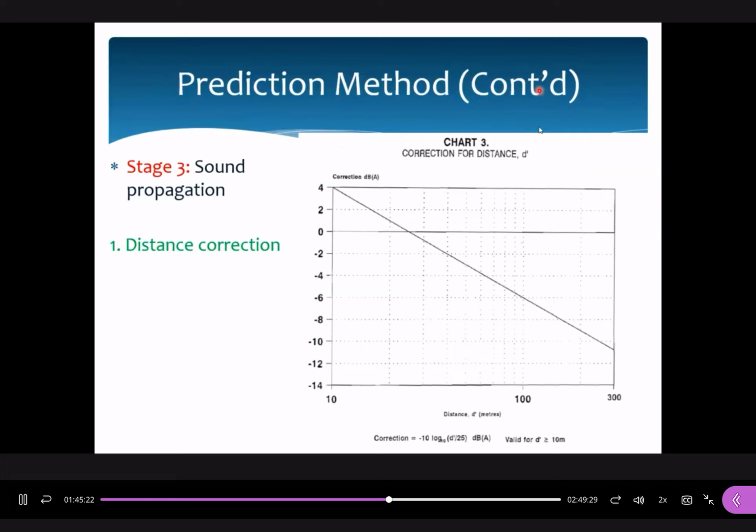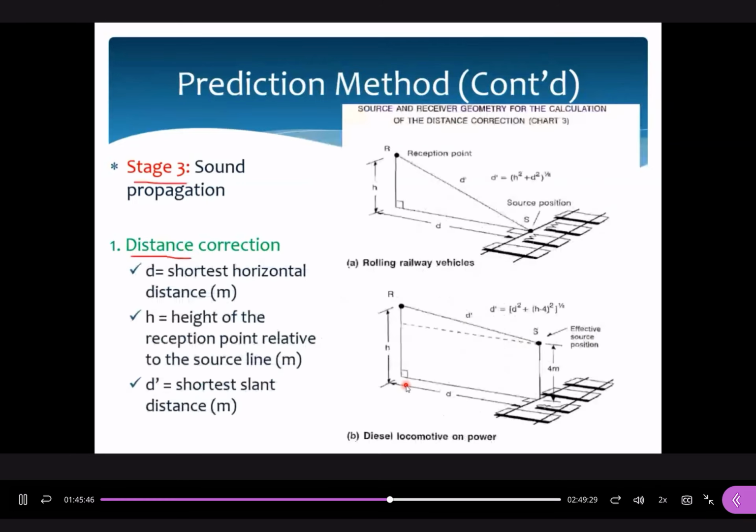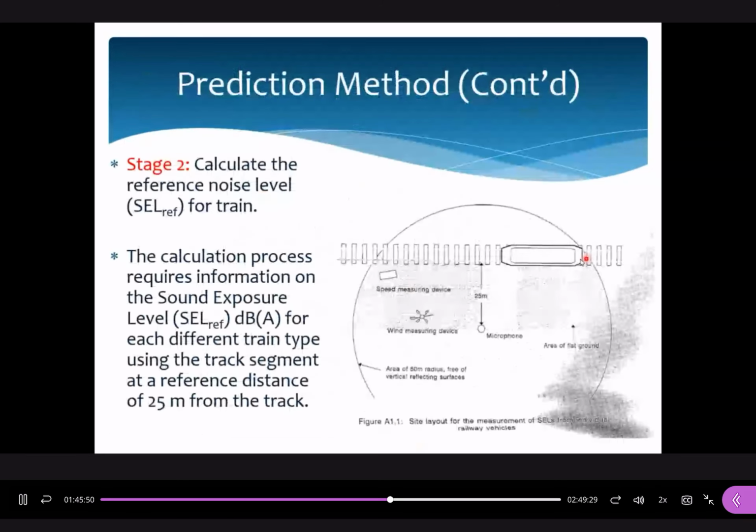Okay, once we got the values of d pi, we can make use of these equations to find out the correspondence value. When you refer to this figure, you can see that this point is 0 dB. The distance is 25 meters. Why at 25 meters we set the correction factor to 0 dB? Because at the beginning, we assume that the microphone is 25 meters away from the rail track. So this is the reference point. If we assume that the reception point is 25 meters away from the track, no correction factor should be applied for distance.